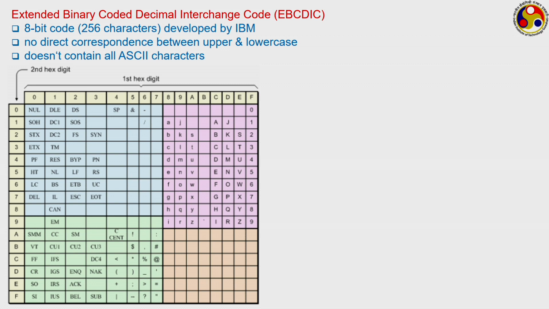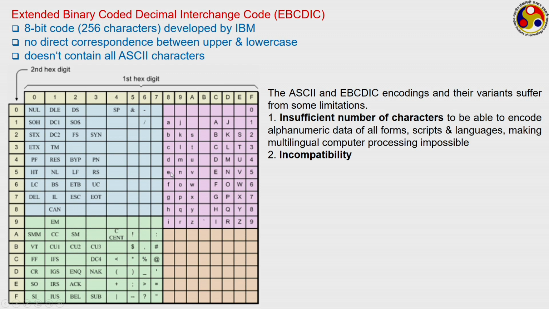And despite having double the number of characters than ASCII, it still suffers because it can't represent all those other characters that are possible. So, effort was on to expand this alphanumeric code set by using higher bit systems. ASCII and EBCDIC encoding and their variants suffer from similar limitations like insufficient number of characters, which I have just mentioned, and their incompatibility between each other. All characters in ASCII do not appear in EBCDIC and vice versa.